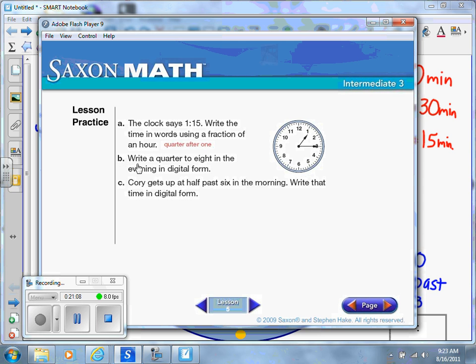Let's look at B. Write 7:45 in the evening in digital form. Now remember, it's not 8 yet. So it's going to be, what, Job? 7:45. You got it. And it's in the evening, so it's p.m., 7:45 p.m. Awesome. And C, Corey gets up in the morning, okay, at 6:30 in the morning. Write that time in digital form.